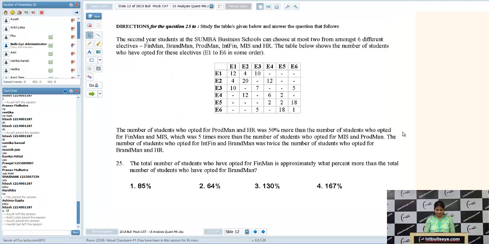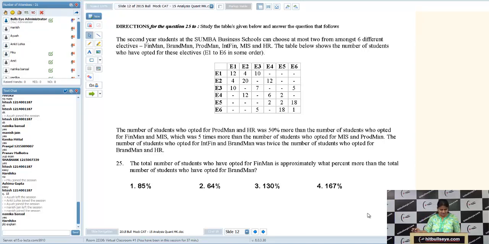Okay, now the next thing. Question number 25. Yes. Yeah, any problem in this now? Yes, of course, Harshika and Nainika.